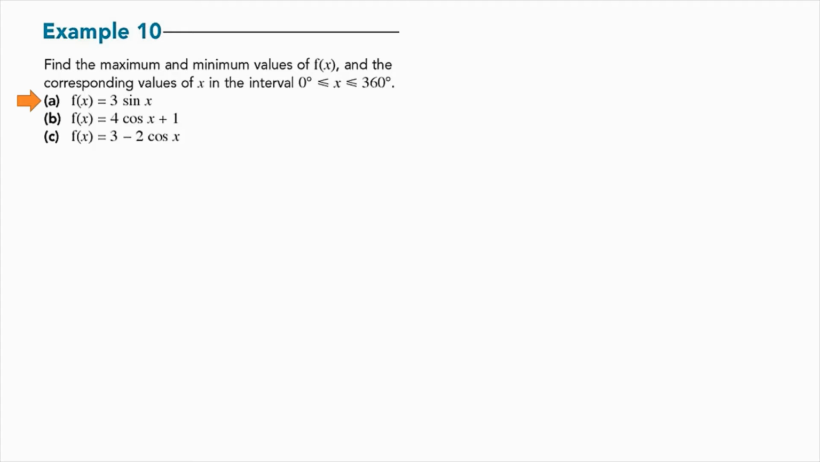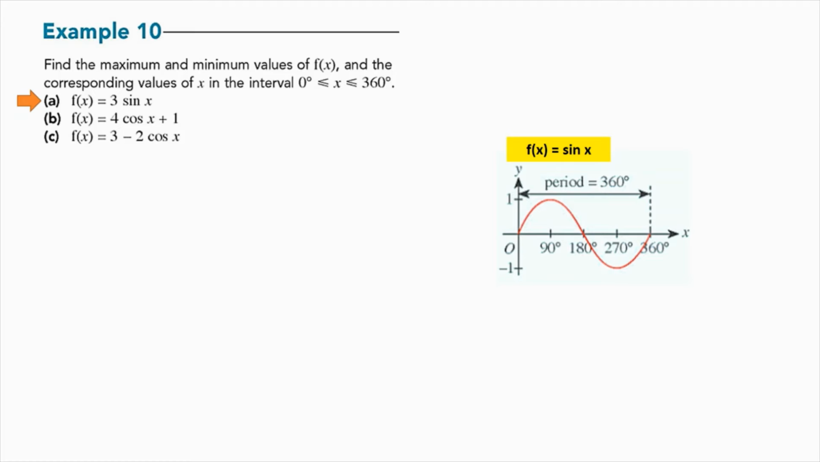Let's look at example 10. Find the maximum and minimum value of f(x) and the corresponding value of x in the interval of 0 degrees to 360 degrees. Part A, f(x) equals 3 sine x. Previously we learned that f(x), or y equals sine x, has one period of 360 degrees here. The graph starts from 0, going up to 1, coming down, cutting at 0, going down to negative 1, and going back to 0 again.